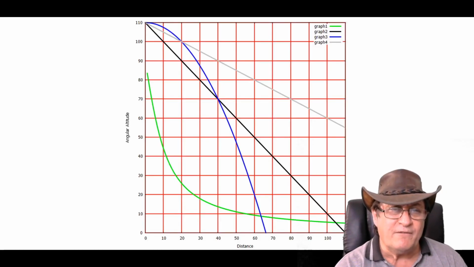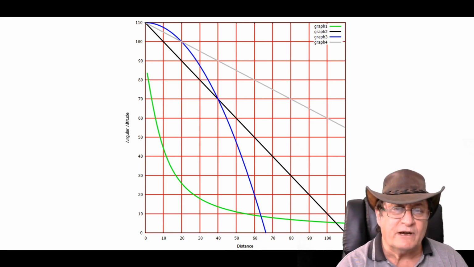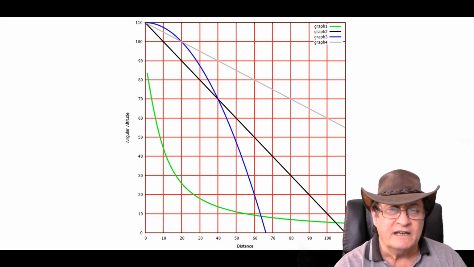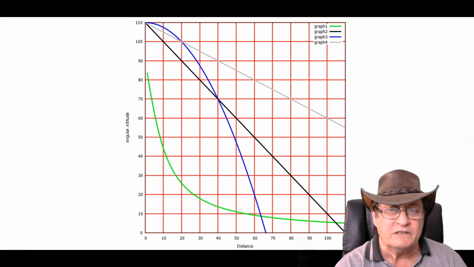So here are 4 graphs. Each one of them conforms to the rule that as things move further away, they become smaller in angular size. So that's a graph of angular altitude versus distance. Now each one of these graphs has a decrease as the distance increases. However, only one of these graphs can match the physical reality. The others are just lines on paper that have no correspondence at all to what we observe in reality.